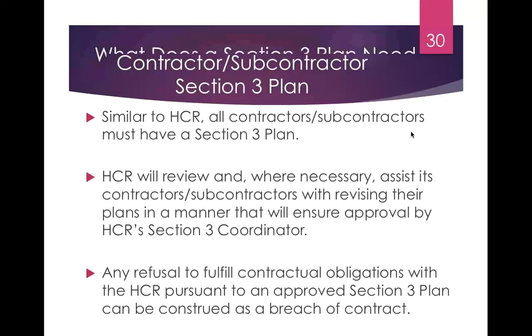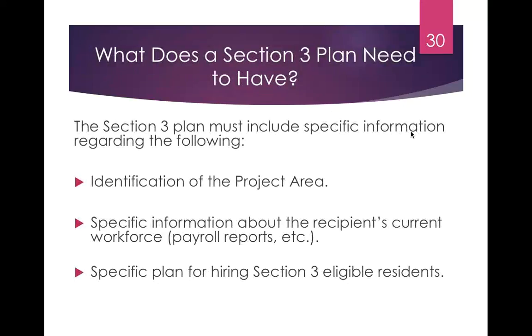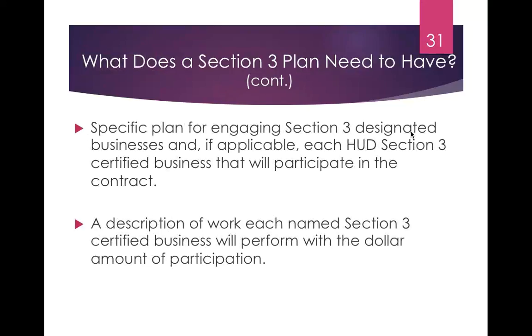The Section 3 plan must include specific information regarding the following: identification of the project area, specific information about the recipient's current workforce, payroll reports, etc., a specific plan for hiring Section 3 qualified residents, a specific plan for engaging Section 3 designated businesses, and, if applicable, each HUD Section 3 certified business that will participate in the contract, with a description of work each named Section 3 certified business will perform and the dollar amount of participation.